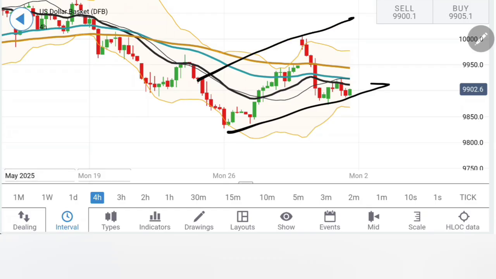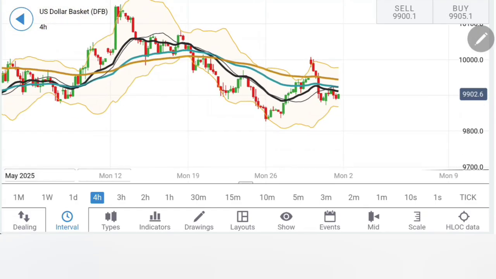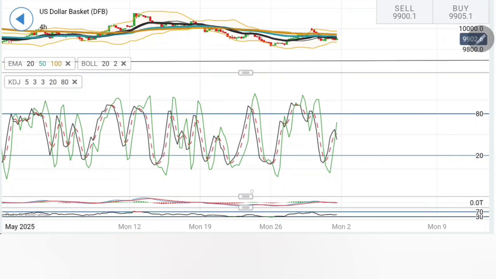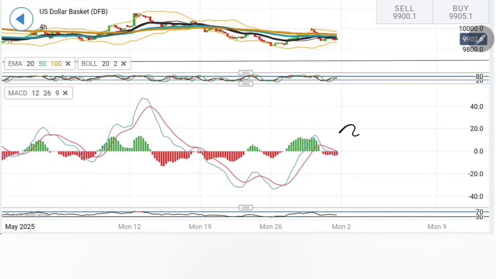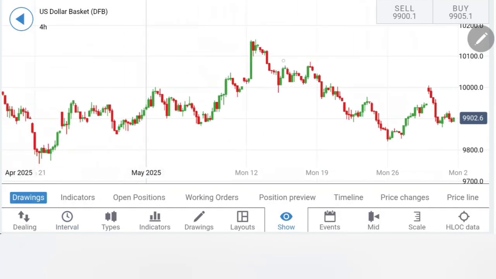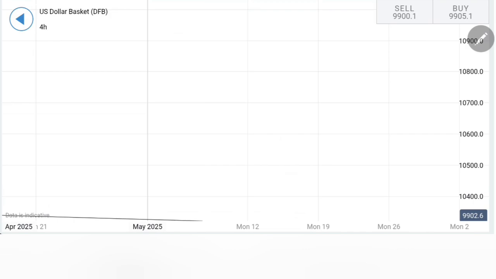towards 101, 102 levels, and if that is taken, we are looking forward to a greater rise here in the DXY. Stochastic right now bearish. The MACD is also bearish here, not yet supportive of further upside move, and the RSI placed comfortably. So now we have seen the charts and indicators. Time for me to give you the levels here.